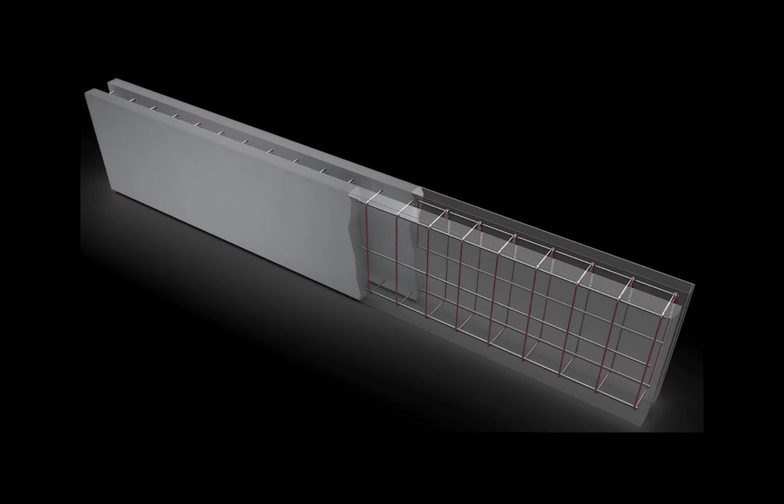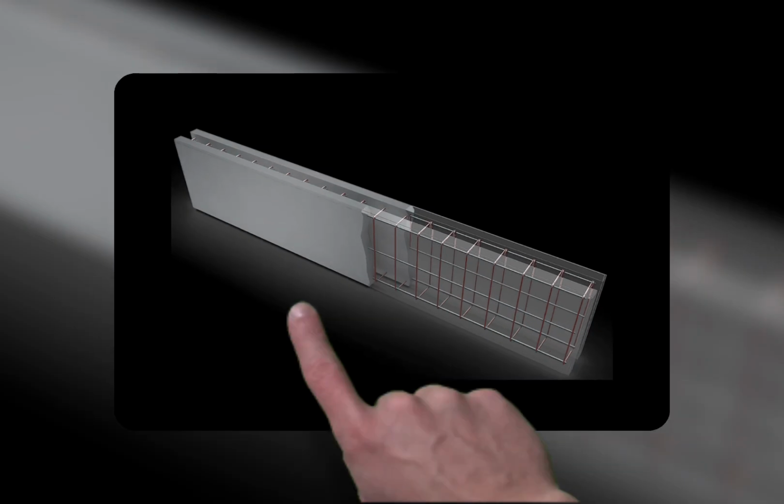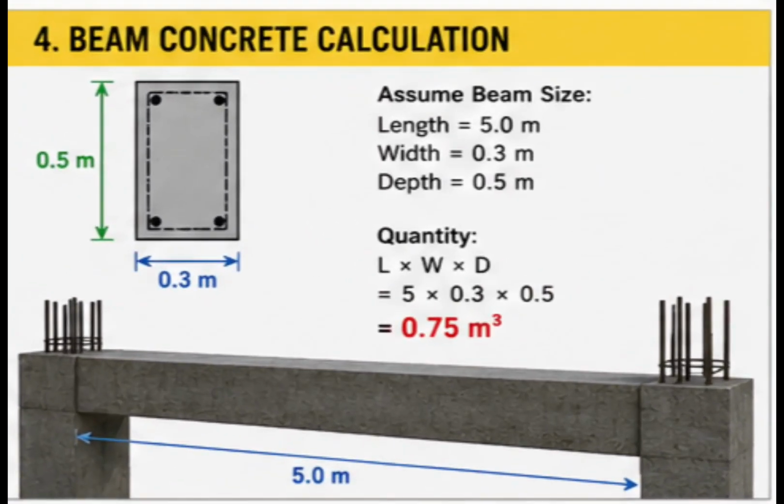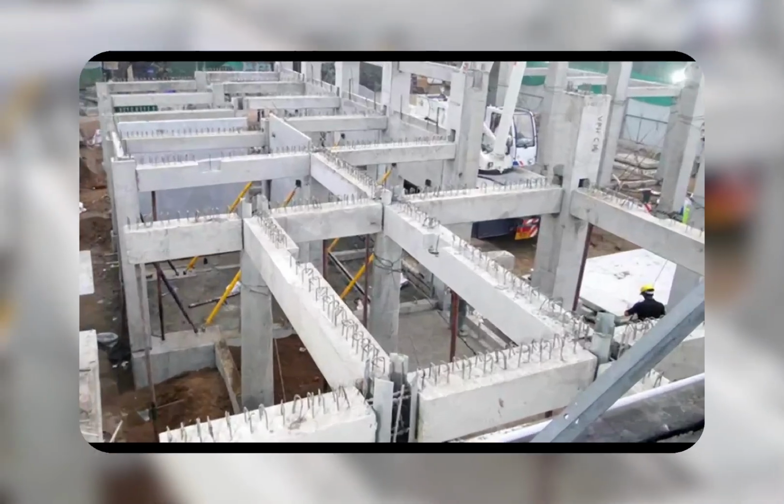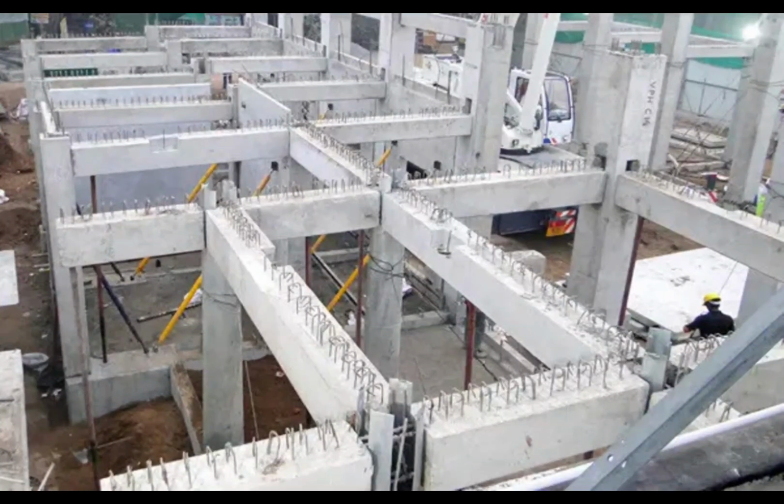Suppose the beam dimensions are: length equals 5 meters. Width equals 0.3 meters. Depth equals 0.5 meters. Now calculate. 5 times 0.3 times 0.5 equals 0.75 cubic meters. If your project contains several beams with different sizes, calculate each beam separately and then add all the quantities together.